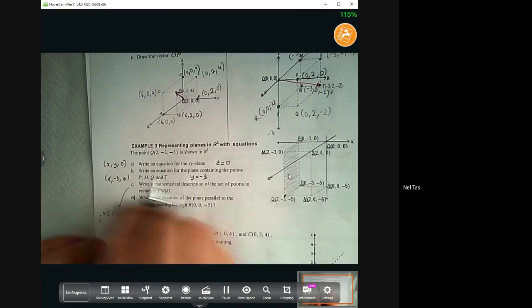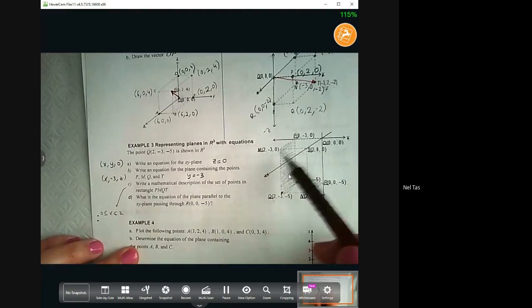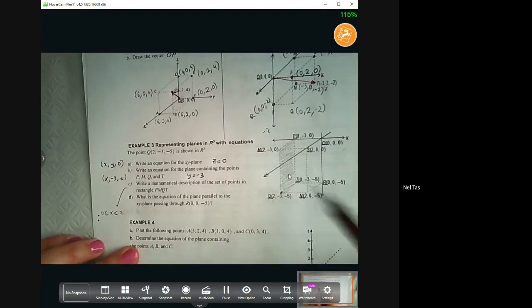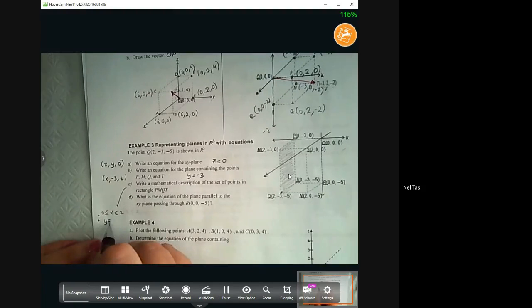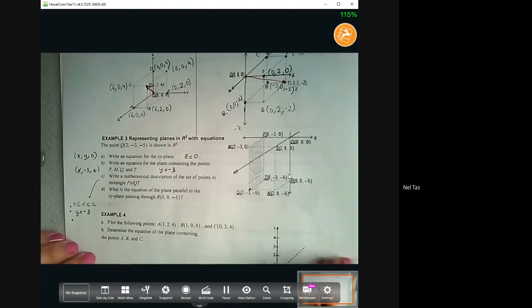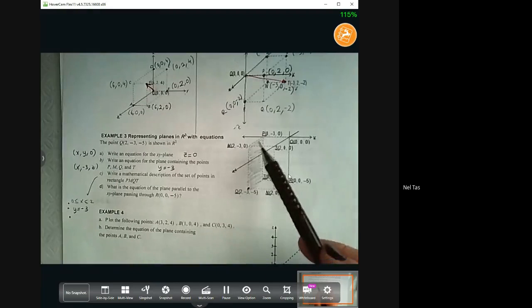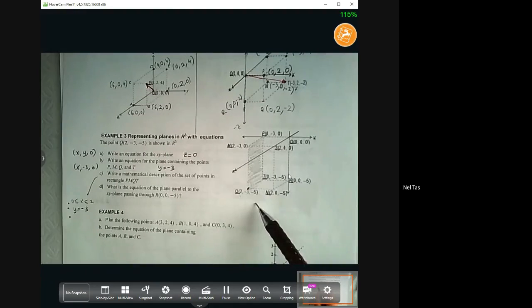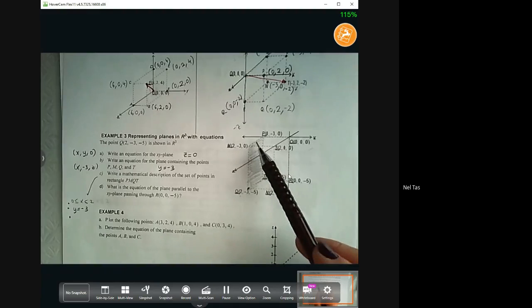For the y coordinates: -3, -3, -3, -3. Again, all of them have y coordinate -3. And let's look at the z coordinates now. The z coordinates are 0, 0, -5, and -5. So all the z coordinates are between 0 and -5.